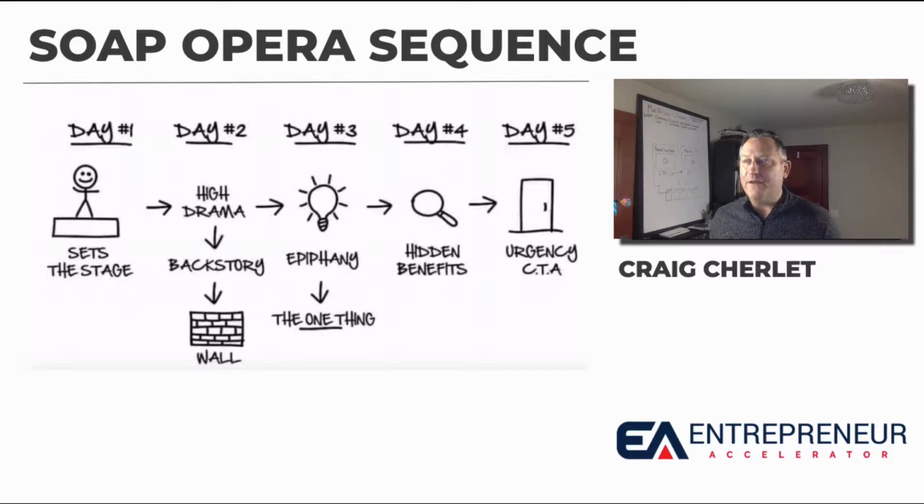There are some hidden benefits about this epiphany and this one thing, and that's what you get to in day 4. Where's the hidden benefits. And so that's your email there. And then day 5 is really that urgency call to action. This is where eventually you're using that email to get them into your course, get them to the next stage, whatever it is that you're selling or that you're doing. So that's the 5-day soap opera sequence. And really we're going to build that out in ActiveCampaign and show you how you can do that.